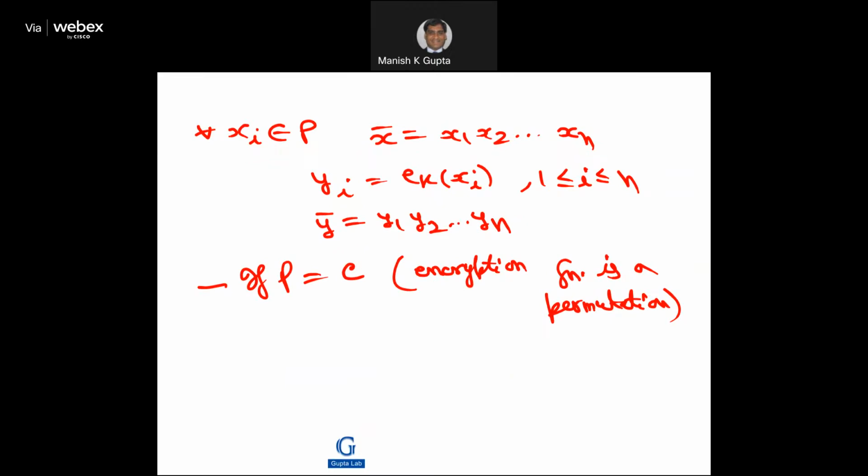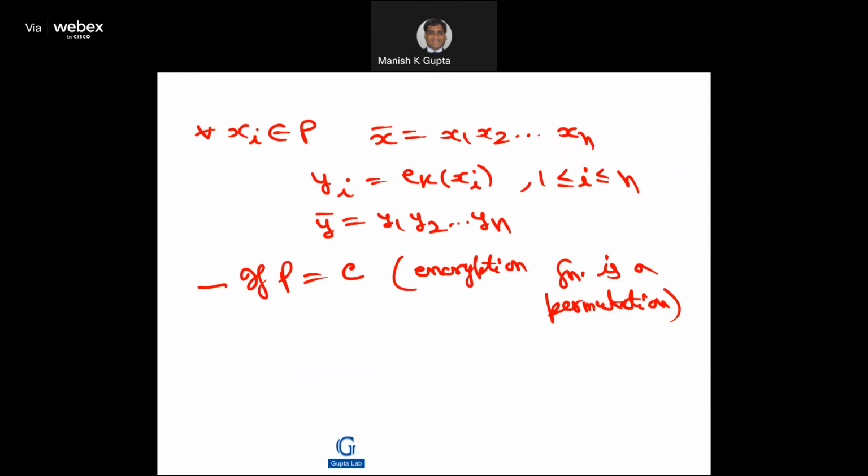Now, if we take plain text to be xi, I can make a vector also. X is equal to x1, x2, up to xn, right? Where yi is the encryption of xi by this function EK. So we'll get a vector y. So basically, I can talk about data which is a vector rather than an integer or a single bit. We can do the same thing.